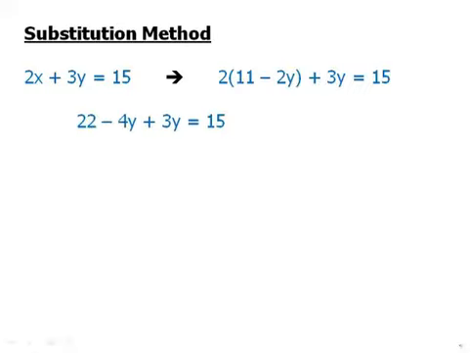So now we just use our ordinary solving. We'll distribute. We'll combine the like terms. We'll subtract the 22 from both sides. We get negative y equals negative 7. Multiply by negative 1. We get y equals 7. So now we have solved for one of the two values. We solved for y. We still have to solve for x.